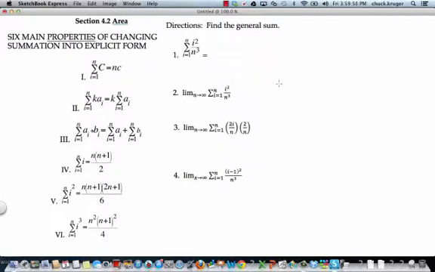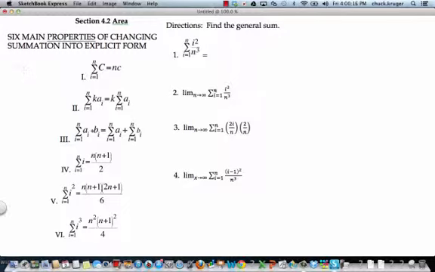Hi, this is some notes on 4-2 area, and we're first going to start out with summation. I have summation properties right here, and I'm just going to go through them very briefly. When I'm summing up a constant, and i is going from 1 to n, the summation of that constant simply is the product of n times c.